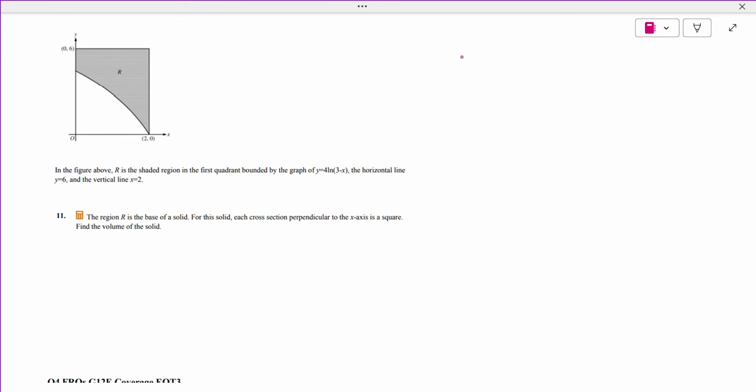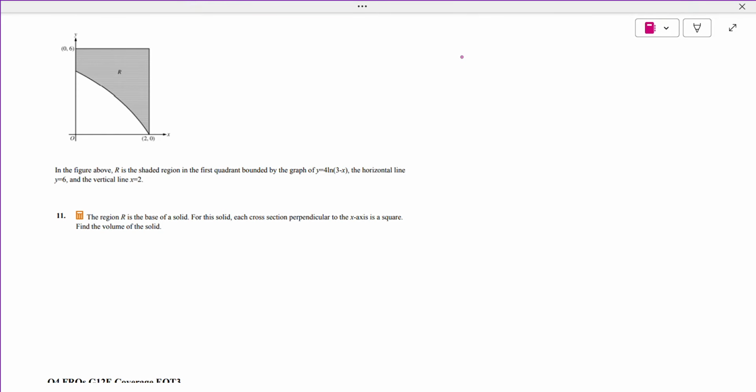Let's continue doing the fourth file, which is question 4. We are at question 11. We have a region shaded in the graph above. It's bounded by a horizontal line, a vertical line, and a function.